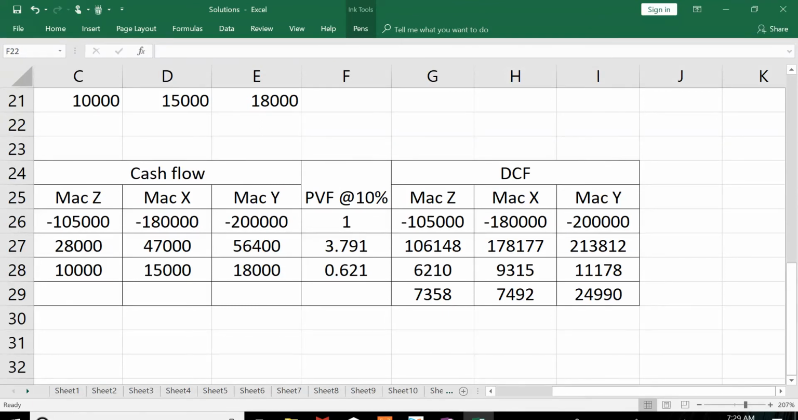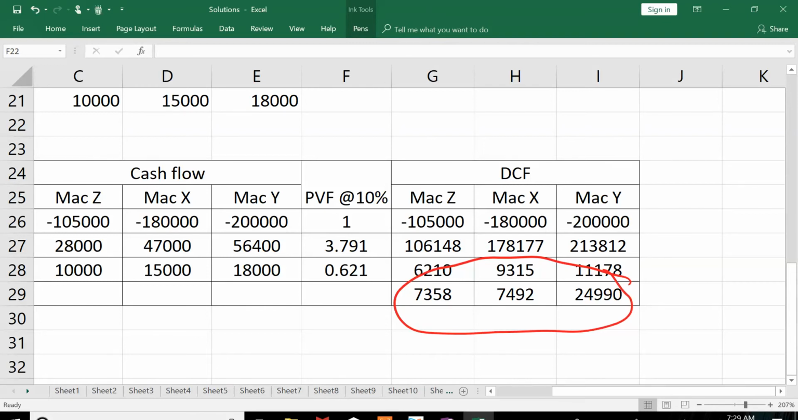So we have done it as 3 independent problems to make you understand that replacement is not something new for you guys. Whatever you have learned till now, exactly the same thing is working here. Nothing new for us. It's more or less a continuation of the same thing. Net, these are the NPVs: 7358, 7492 and 24990. These are the 3 different levels of NPV we have.